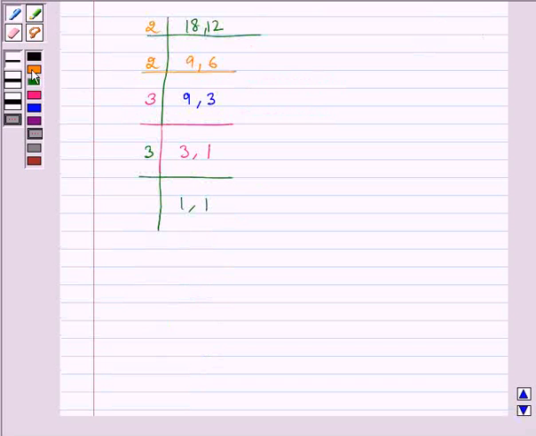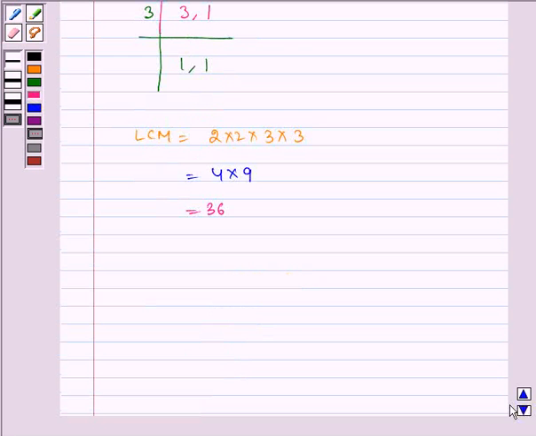So the LCM is equal to 2 into 2 into 3 into 3, which is equal to 4 into 9, which is equal to 36. So the required answer is, the required time after which they will meet is 36 minutes.